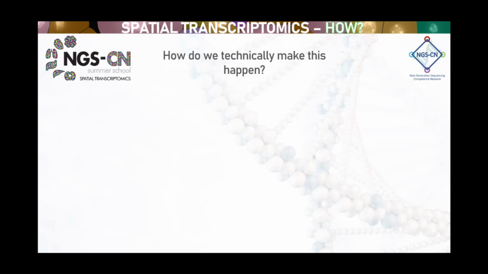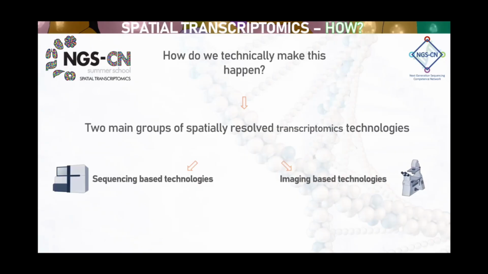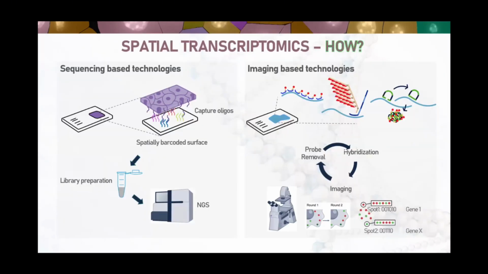How do we technically manage to do this? There are 2 main groups of spatial transcriptomics technologies. One is called sequencing-based technologies, and the other is the group of imaging-based technologies. What this means is that for sequencing-based technologies, for the readout, you need a sequencer, and for imaging-based technologies, you need a microscope. In general, these 2 groups have quite different workflows, so I will walk you first through sequencing-based technologies, and then we will go to imaging-based technologies.